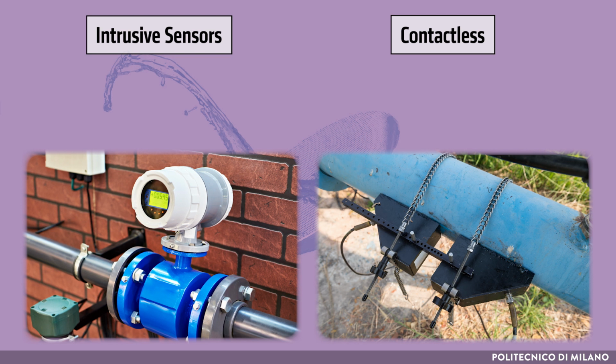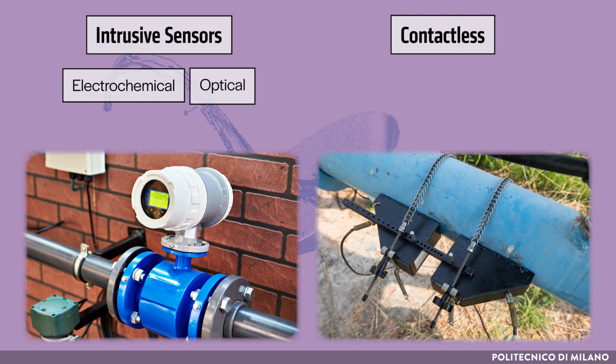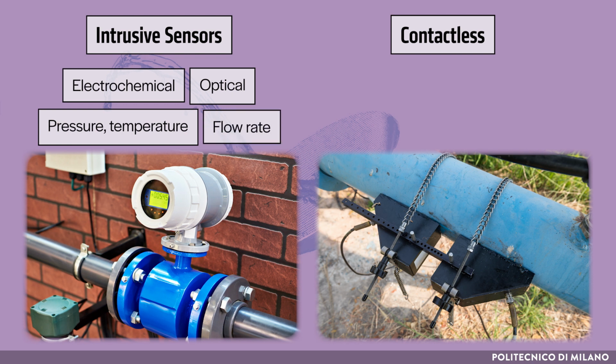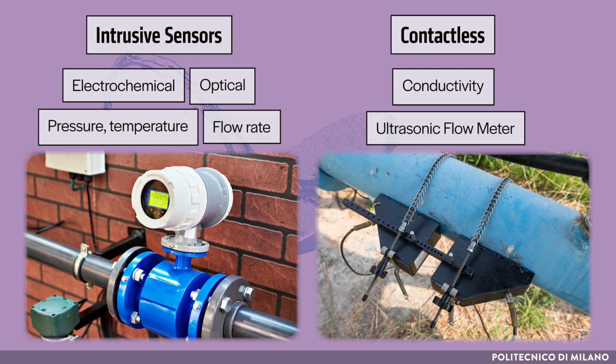Sensors requiring contact with the water are all electrochemical sensors: pH, chlorine, dissolved oxygen, optical ones such as turbidimeters, pressure, temperature, and several types of flow rate sensors: turbines, Venturi type, electromagnetic ones. Instead, contactless sensors are, for instance, conductivity and ultrasound flow rate sensors that can be clamped on rigid pipes. They leverage the dependence on the fluid speed of the time of flight of two counter-propagating ultrasonic waves.